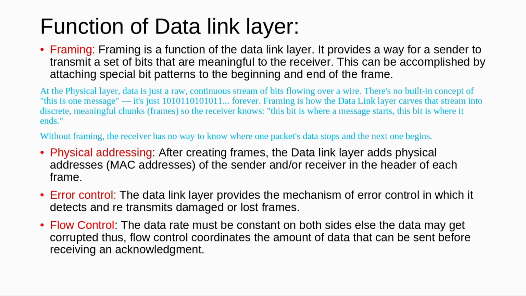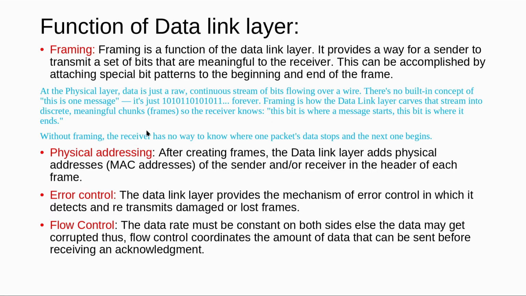The first function of the data link layer is framing. What is framing? It provides a way for a sender to transmit a set of bits that are meaningful to the receiver. This can be accomplished by attaching a special bit pattern to the beginning and end of the frame. This is a bit vague, so we will understand it with an example.